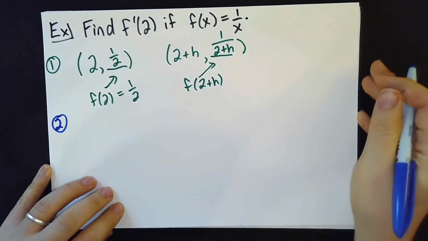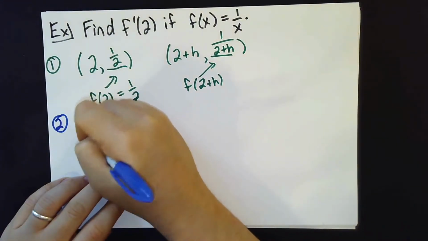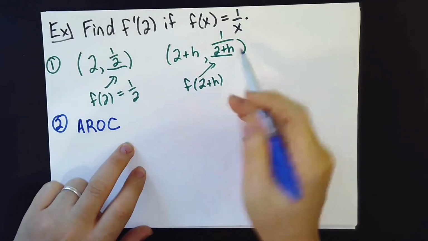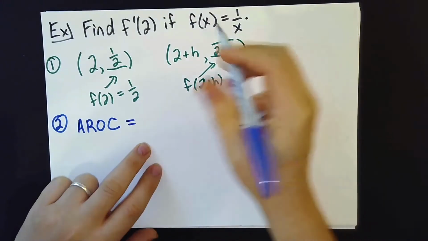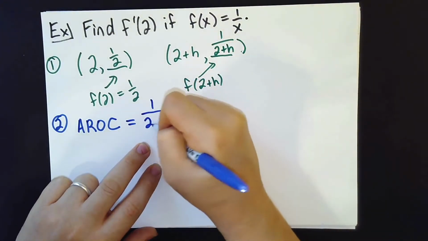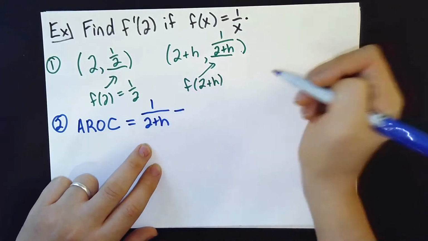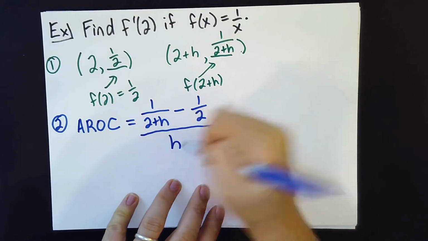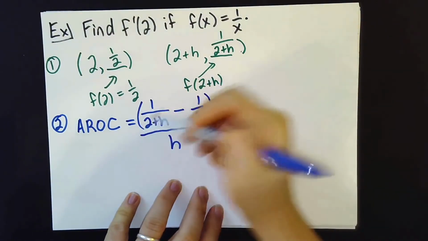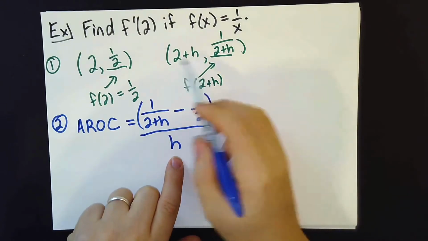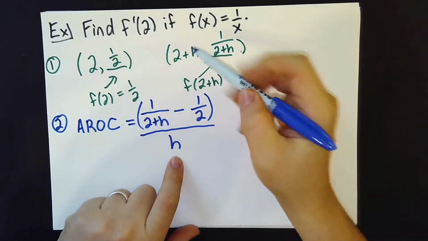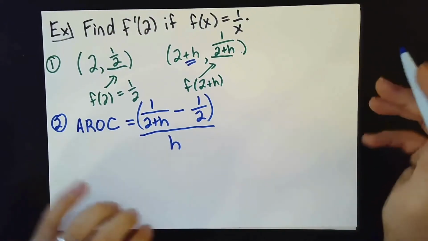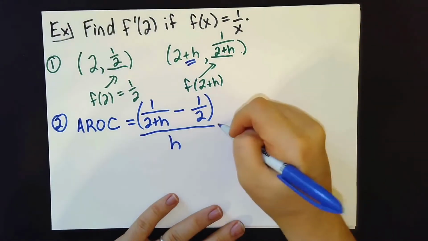For my step 2 now, I want to calculate the average rate of change between these 2 points, or the slope between these 2 points. That's going to be 1 over 2 plus h minus 1 half, all divided by h. Remember, the h is 2 plus h minus 2, but as I've told you, because of the way we're just adding this plus h, it's always going to end up being an h down here. And so let's try and simplify this.